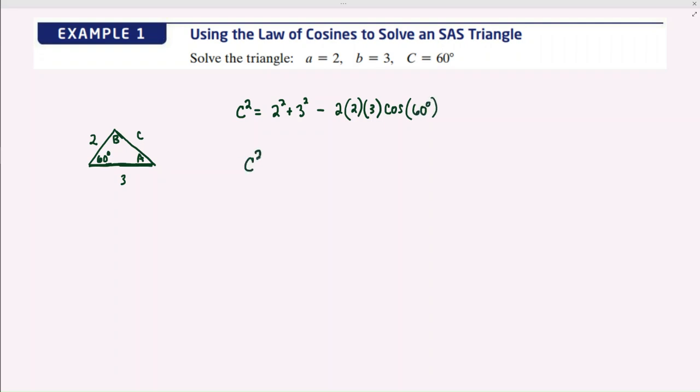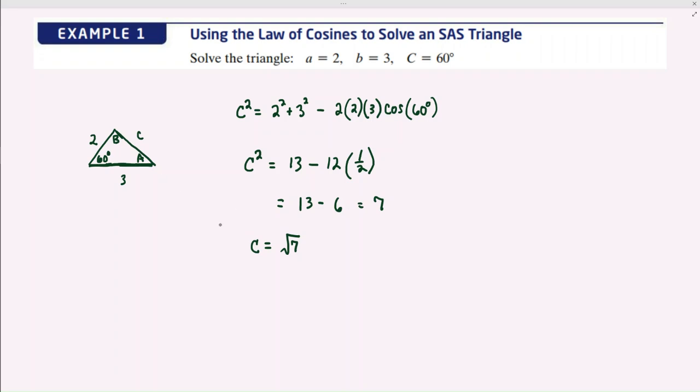So C squared is going to be equal to 4 plus 9, so that's going to be 13, minus 12 times the cosine of 60 degrees, which is 1/2. So C squared is 13 minus 6, 7. So if C squared is 7, then C is equal to plus or minus the square root of 7, but we're calculating a side length, so we're only concerned with the positive result.